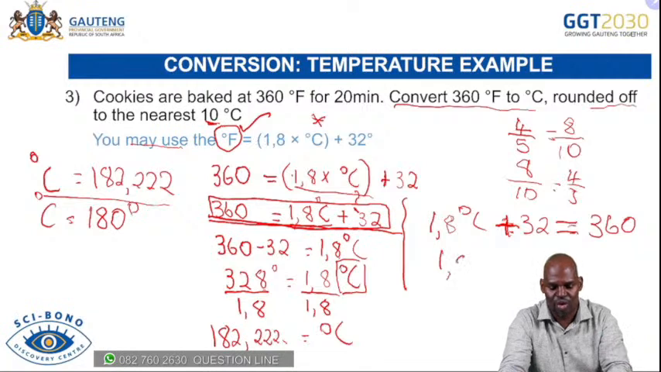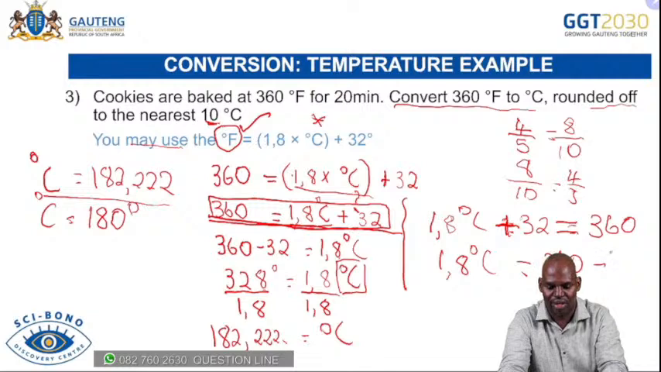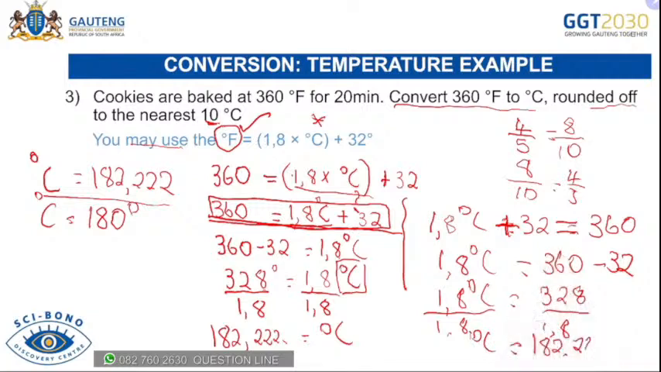Then we get 1.8 degrees Celsius equals, you take 32 to the other side and change the sign, 360 minus 32, which is still 328. Then we divide by 1.8, and it's still degrees Celsius equals 182.222. Then after that, you still round it off.